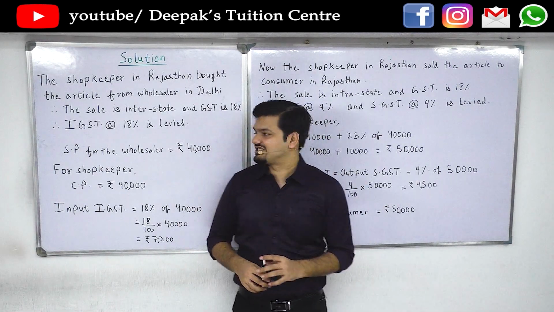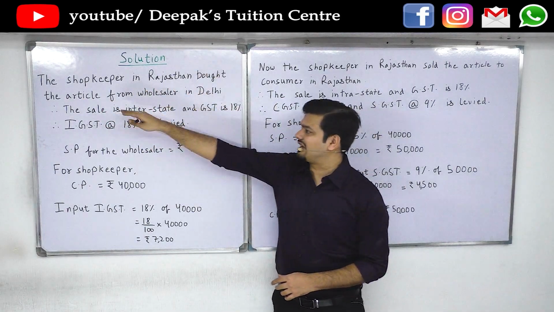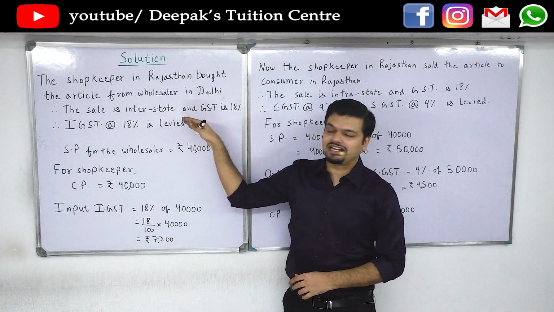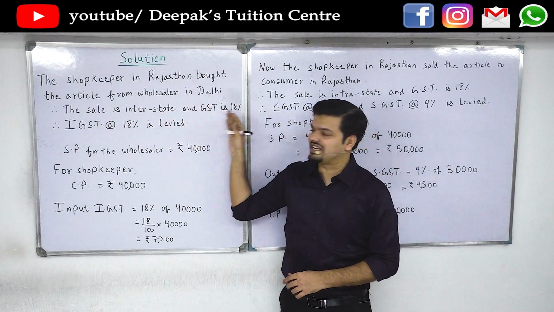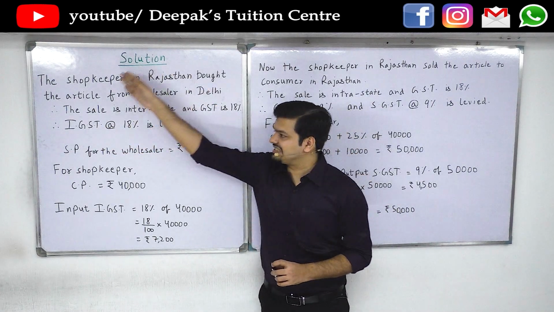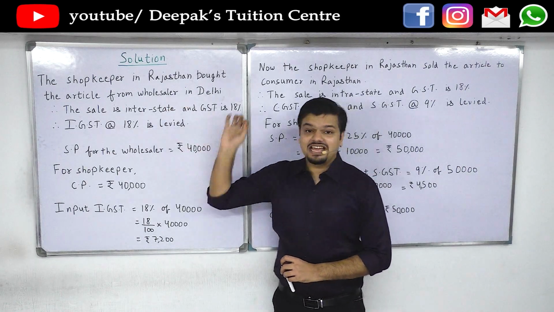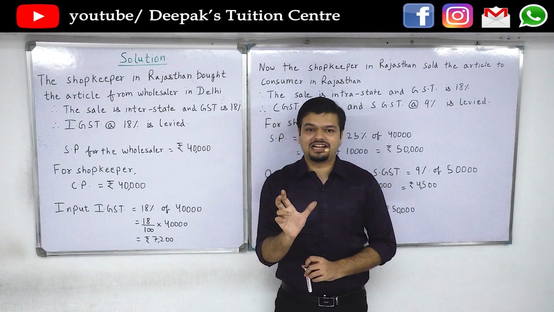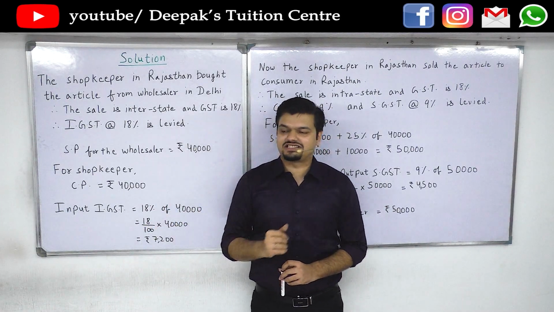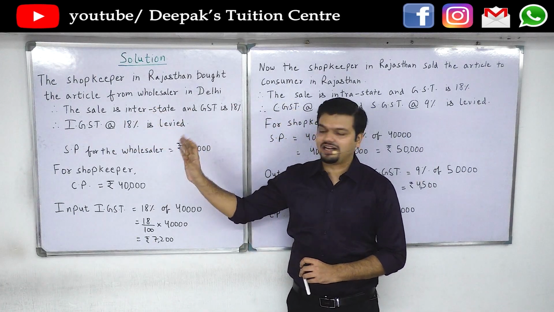CGST, SGST and IGST. So, first statement we will write: the shopkeeper in Rajasthan bought the article from the wholesaler in Delhi. So, the sale is interstate and IGST is 18%. Therefore, IGST at the rate of 18% is levied. Memorize this statement. Whenever there is a case of interstate sales, even if it is not mentioned directly as interstate, they will give you two different states. So, you can judge that it is interstate. So, the IGST will always be levied and this statement you have to write.